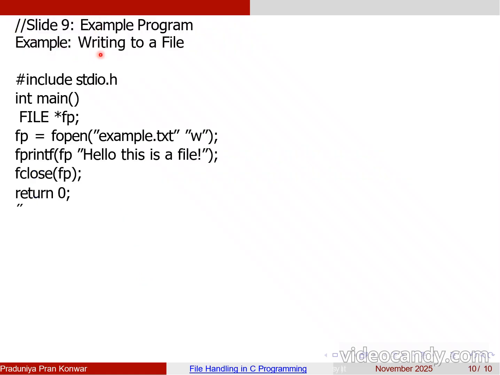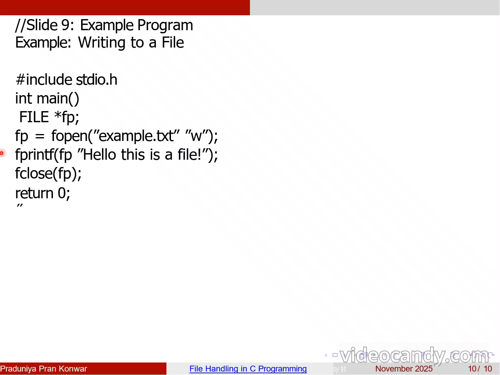Now let's look at a simple example program that writes data to a file using C. First, we include the header file stdio.h because it contains all the necessary functions for file handling. Inside the main function, we declare a pointer using FILE *fp. Next, we open a file using the statement fopen. Here example.txt is the name of the file and the mode w means we are opening it for writing. If the file doesn't exist, it will be created automatically.